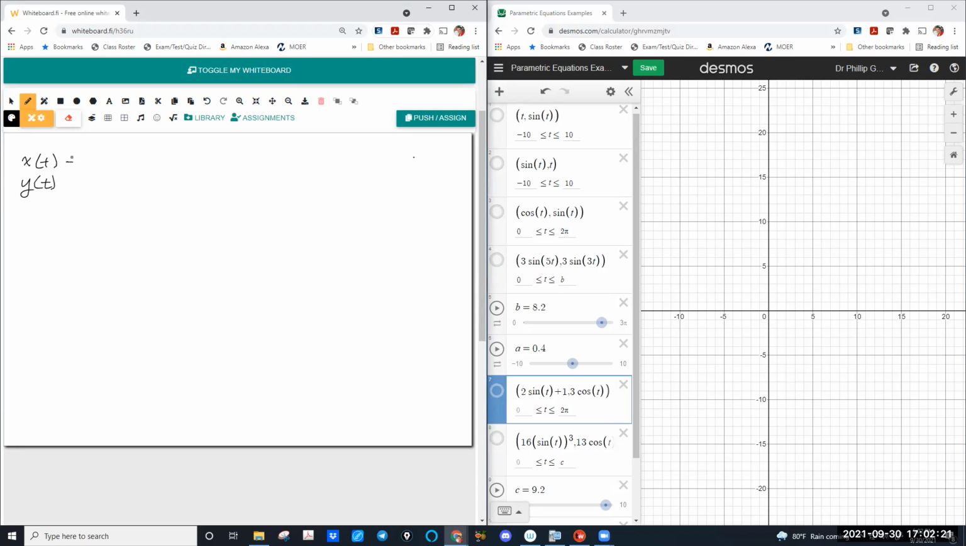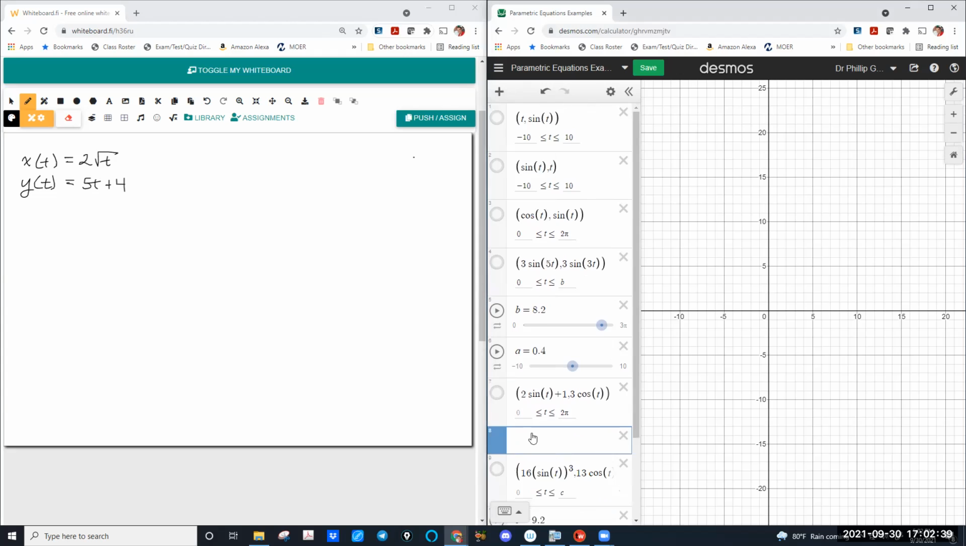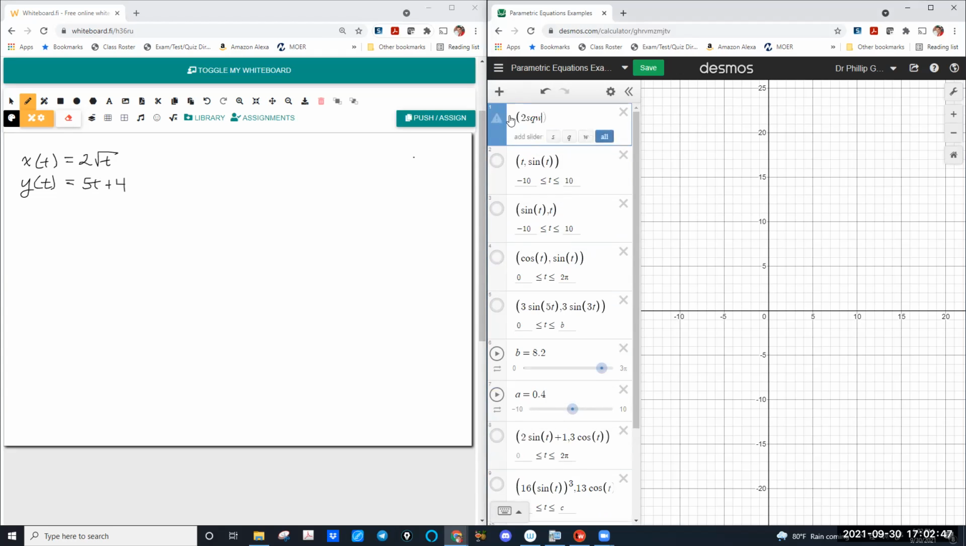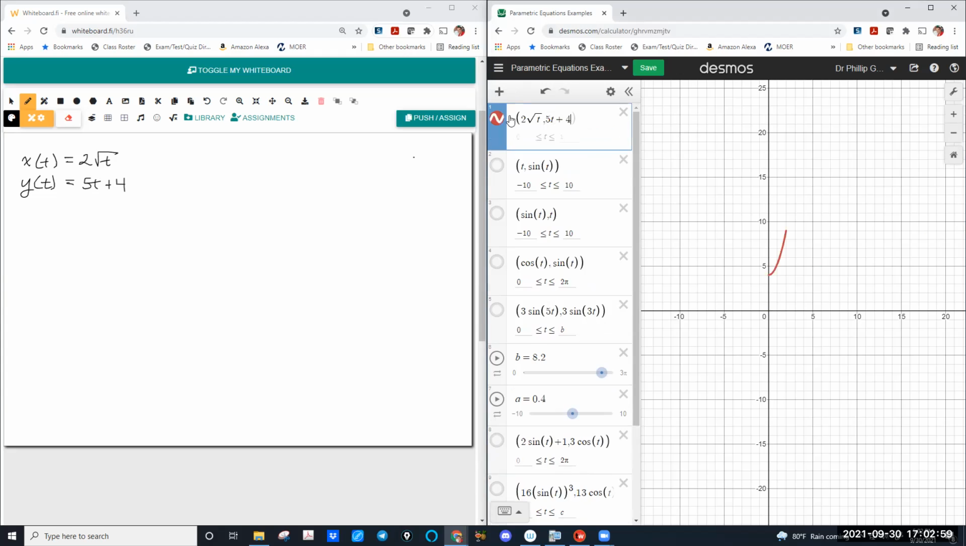So let's take a look at a graph here. Let's say our X of T is 2 square root of T, and Y of T is 5T plus 4. To put these in Desmos, all you got to do, let's move that towards the top. See how these are in parentheses? The first one in your parentheses is your X. And actually, let's use T. You can actually use any letter you want, but I just want to be consistent. And 5T plus 4. Now notice I only get a segment of the graph.